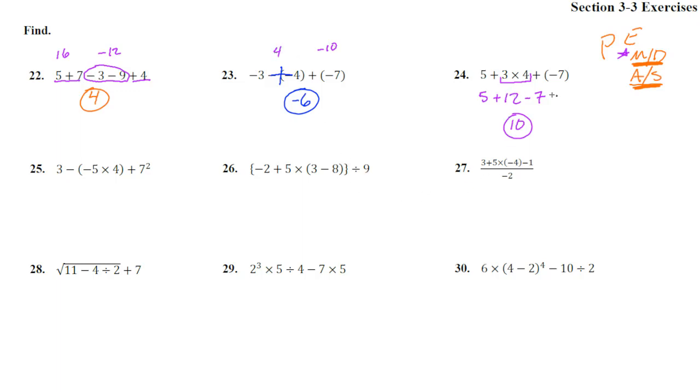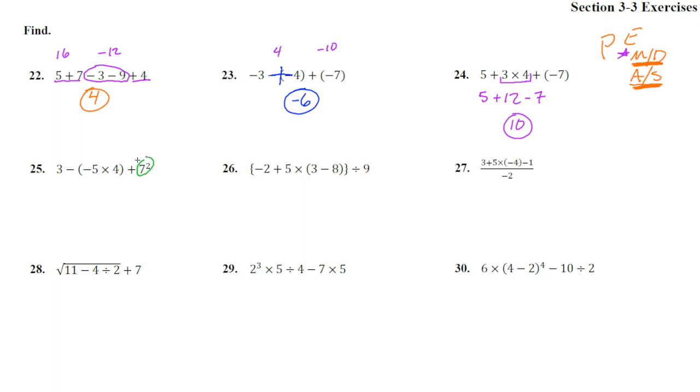So 5 plus 12 minus 7, you could have done, look, 12 minus 7, that's 5, and 5 plus 5 is 10. Okay, so addition, subtraction, as long as you have that negative associated with it, you can add them and subtract them in any order, but make sure the multiplication and division actually happens first. Okay, number 25.